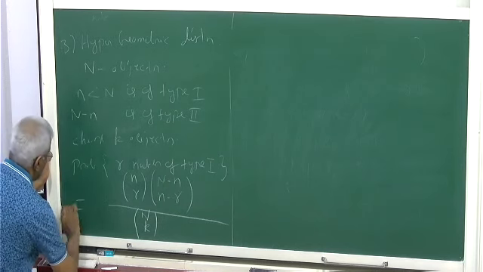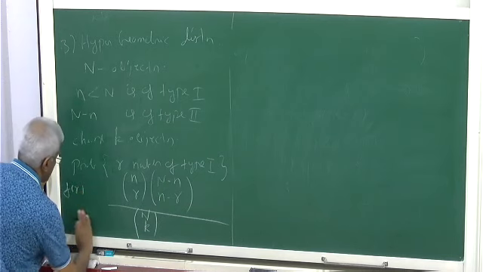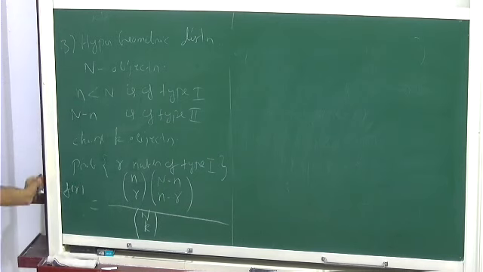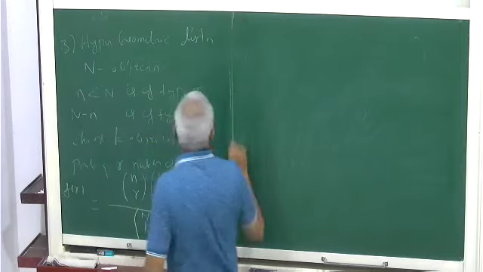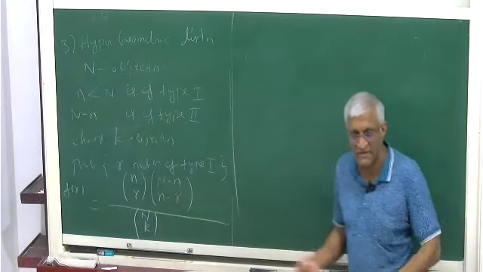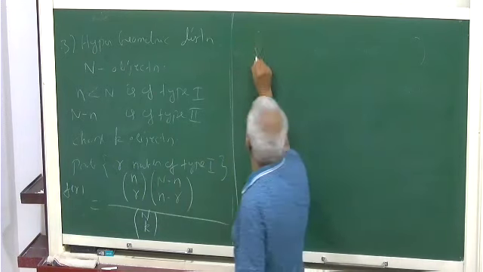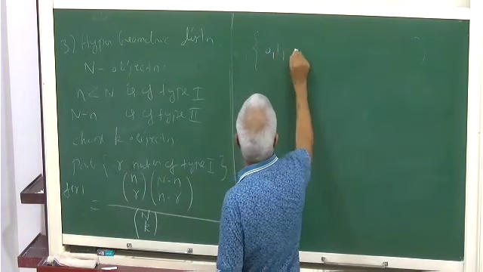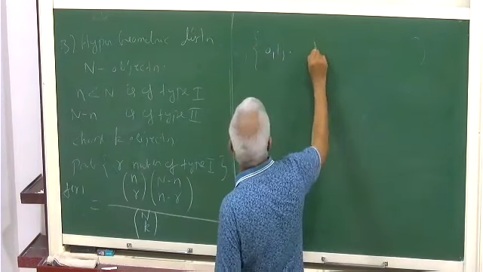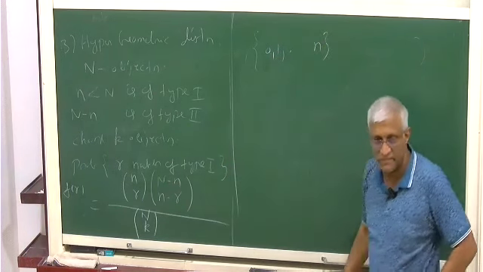or f of r, where r is the value. The sample space, the values are 0, 1, up to n.